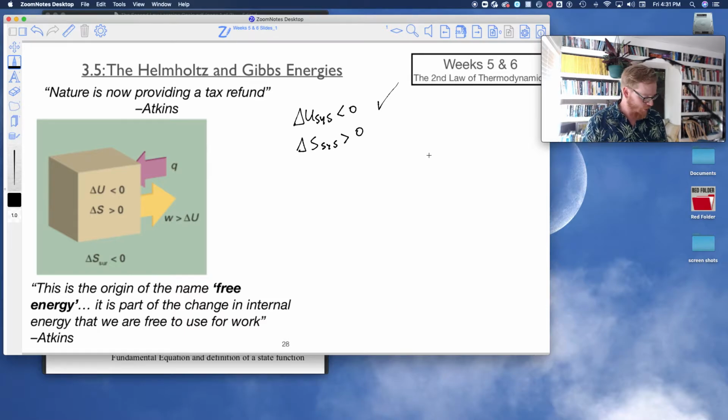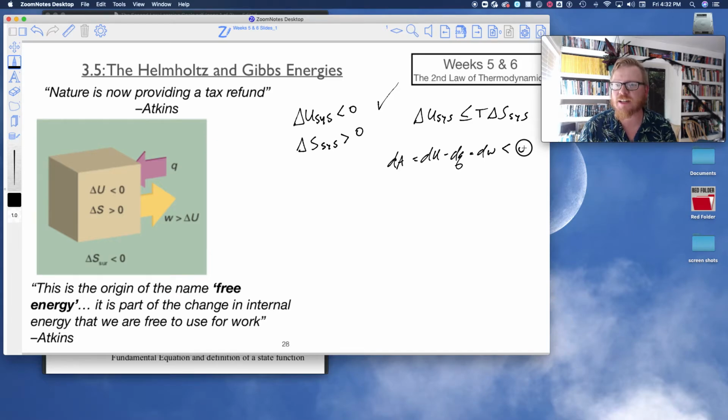Well, the consequences are that we still have delta U system is less than or equal to T delta S. So this comes from our Clausius inequality. And so we can see that this is true, that the T delta S system will be greater than the delta U system. It's a positive quantity and that's a negative quantity. So that's all good there. We can also see by relation dA equals dU minus dq, which equals dw. And now this is where this gets to be a little tough to gather, because this still has to be negative for this to be spontaneous. So dw still has to be negative.